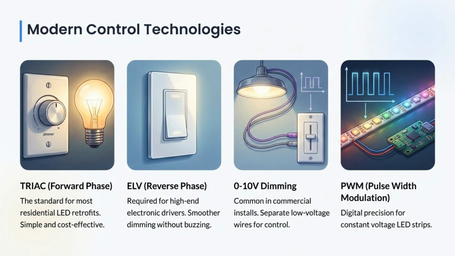Modern control technologies offer various methods for dimming and control. These include TRIAC for residential retrofits, ELV for smoother high-end dimming, 0 to 10 volts for commercial installs, and PWM for constant voltage LED strips.